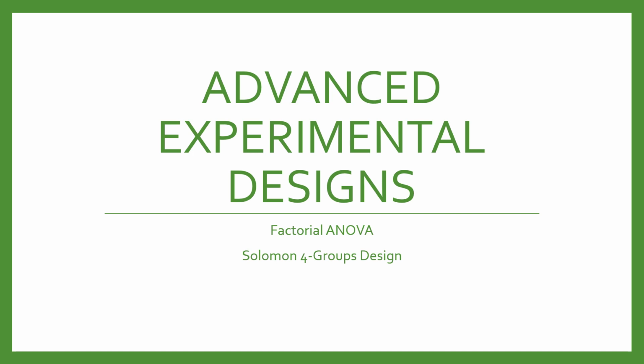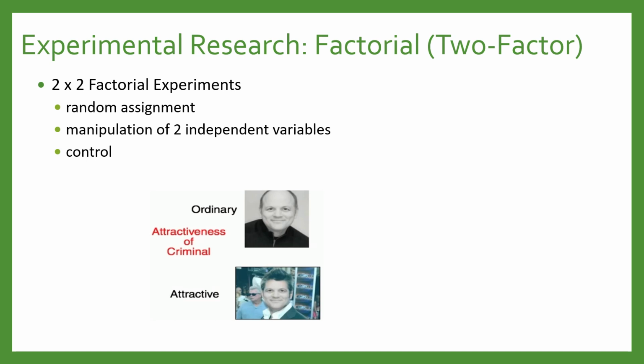Now that you've seen a pretty basic experiment, I want to introduce you to two more sophisticated experimental designs, the Factorial ANOVA and the Solomon Four Groups design. So let's take a look at Factorial or two-factor ANOVAs. As the name implies, a factorial or two-factor ANOVA includes two factors or two independent variables. And it allows you to look at two independent variables at the same time to not only look at the main effects of both of those independent variables on your dependent variable, but also to see if your two variables interact to influence your dependent variable of interest.